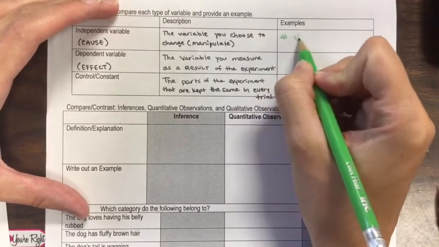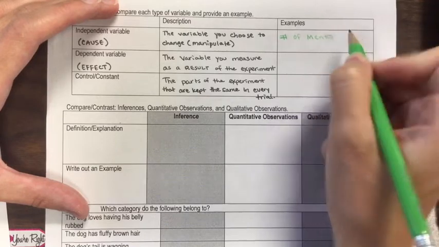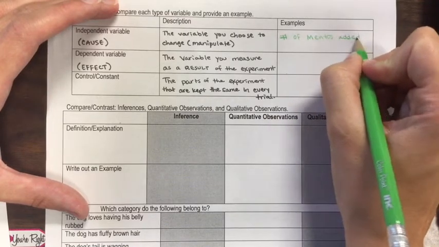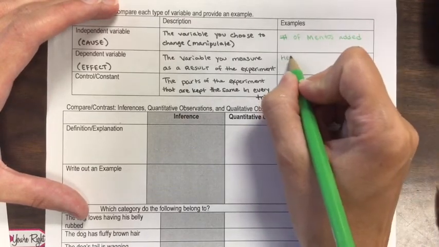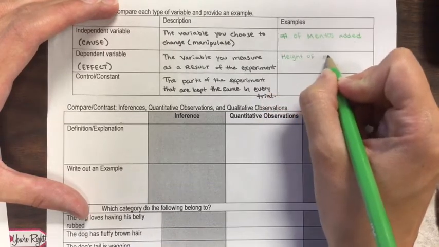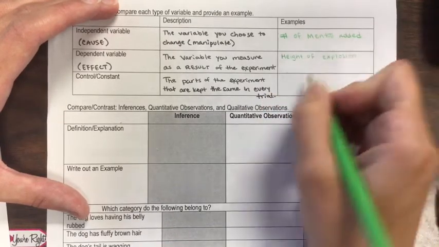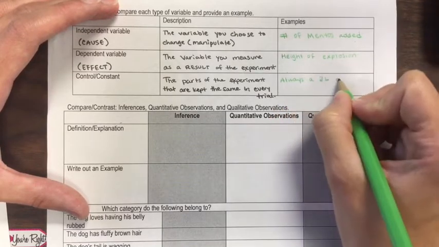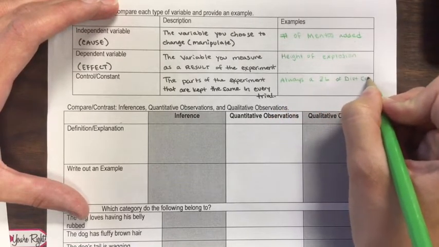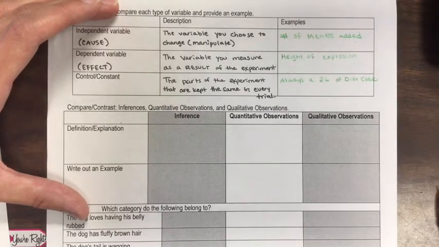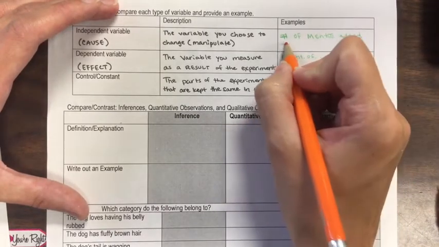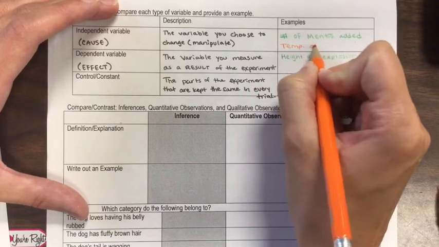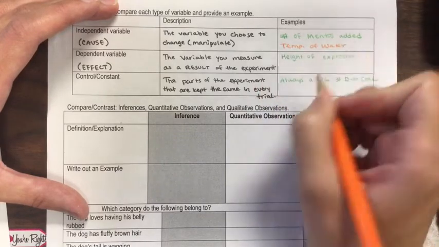With your variables, this is one that kids get confused quite a bit. Independent variable, think about it like a teenager. They're independent, they make their own choices. So this is the variable that you get to choose to manipulate or change in the experiment. You're trying to figure out what that's going to do to everything else. Your dependent variable is the effect of that. This is what you're going to measure as a result of your experiment. The control is the part that is kept constant every trial of that lab.